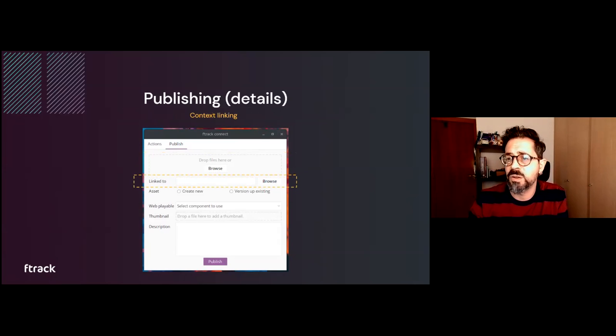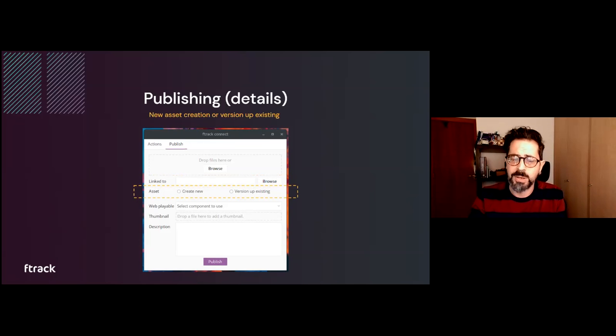Next to it, we're going to have the context linking, which is a really important concept in ftrack, the context itself. It's the logical address in ftrack of entities, whether these are shots, folders, projects, sequences, or tasks. Then the asset that you want to publish, whether you're publishing something new or adding a version on top of something that has already been published.